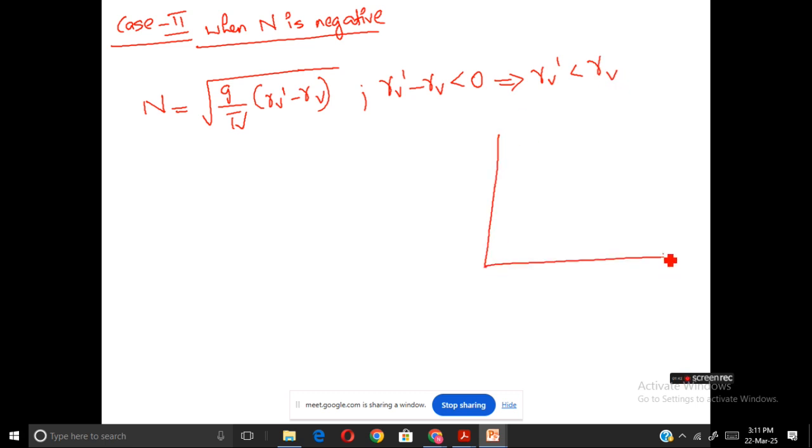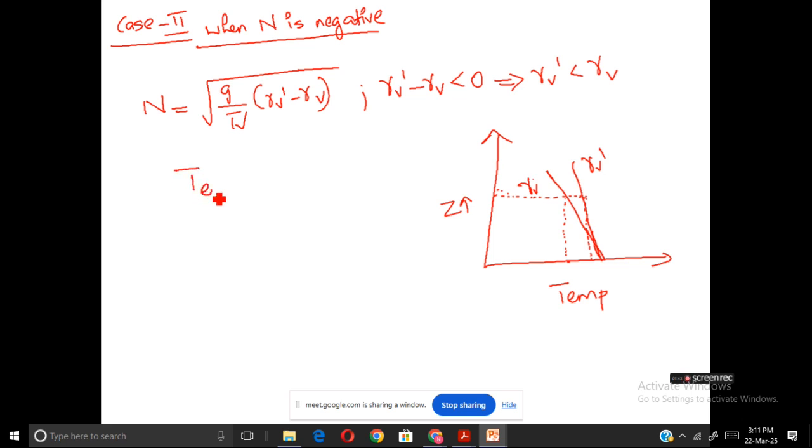So if we look at the slope, this is the temperature, this is the height set. Suppose this is gamma v, this will be gamma v dash. Gamma v is greater than gamma v dash. So if we take any particular level, this particular level, this is the temperature of the parcel, and this is the temperature of the environment.